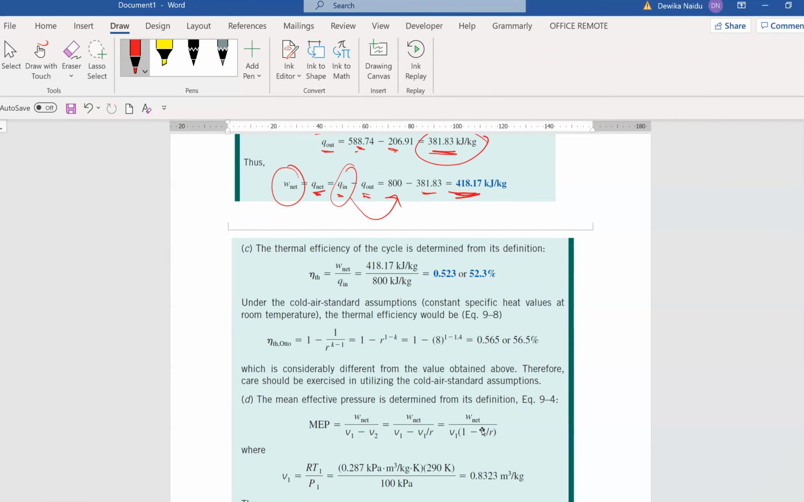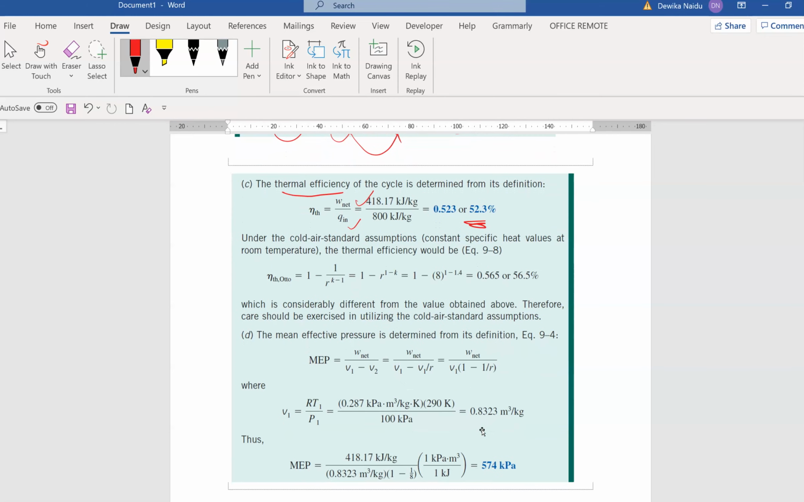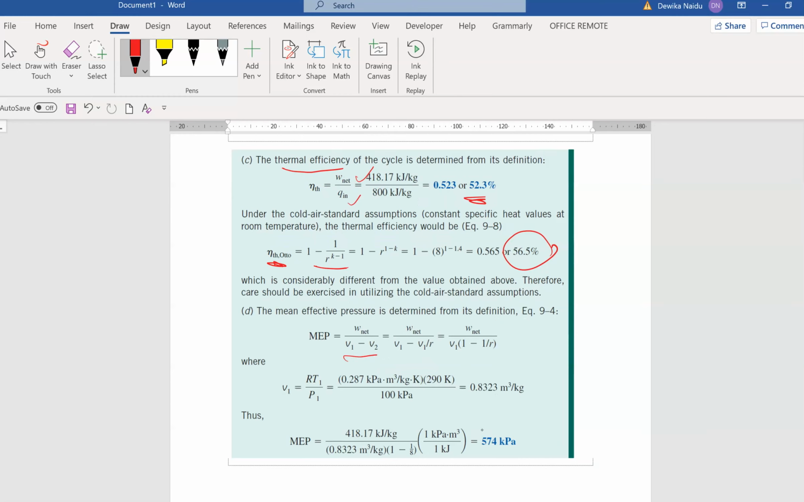And the next question is actually to find the thermal efficiency. So what is thermal efficiency? Work net over Q in, which is in this case 52.3. And they are also asking you on the efficiency of the Otto cycle. There is a standard formula that you just plug in all the values inside. You can get it is 56.5. And the last part of the question is actually to find the MEP. MEP also has a standard formula. You just have to plug in all the values and you can find the MEP.